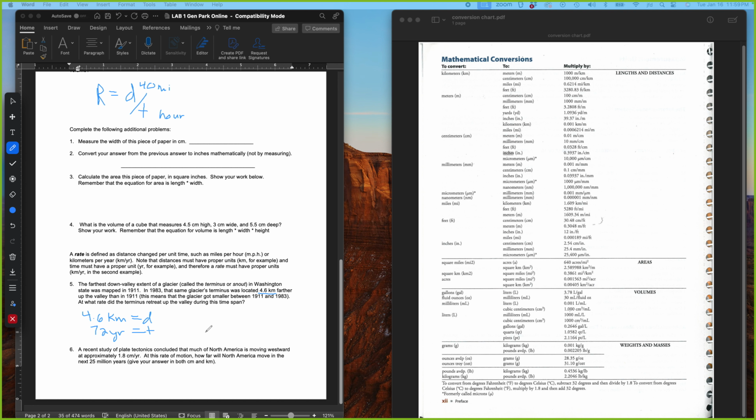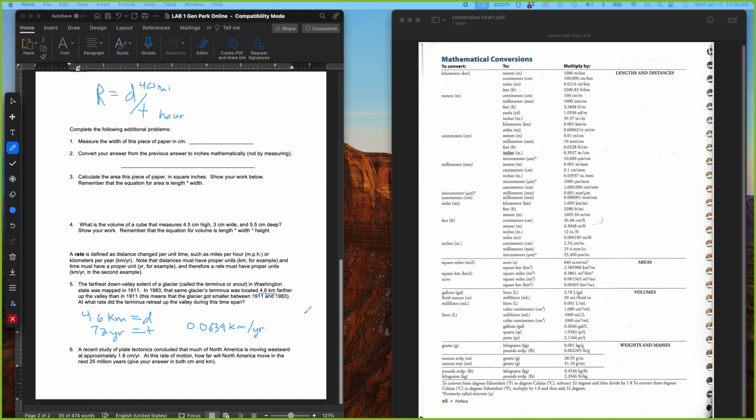Our rate then is equal to distance divided by time. So I'm going to punch into my calculator, clear that out, 4.6 divided by 72. I'm going to get a pretty small number, 0.0639. I'm going to round it. And this is kilometers per year, 0.0639 kilometers per year. Does this number mean anything to you?